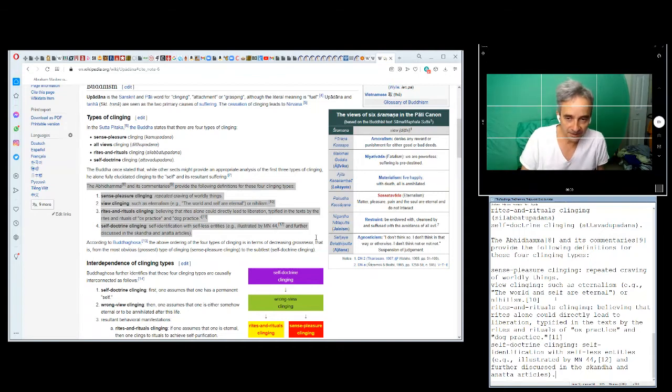And there's rites and rituals clinging, believing that rites alone could directly lead to liberation, typified in the text by the rites and rituals of the ox practice and the dog practice. And self-doctrine clinging, self-identification with selfless entities. As example illustrated by MN44 and further discussed in the Skanda and Anatta articles. Okay.